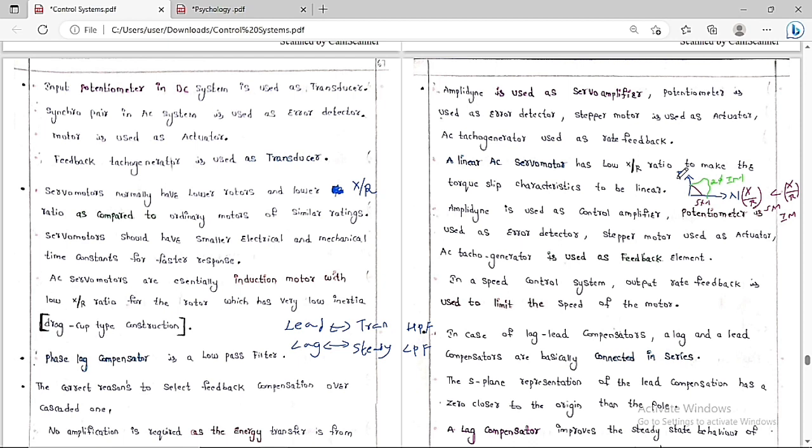The next point is, in a speed control system, the output rate feedback is used to limit the speed of the motor. Because with the help of output rate feedback, we are going to give the feedback of output to the input. So based on this, with the help of some controller, we are going to control or limit the speed of the motor. That is the basic function of rate feedback.